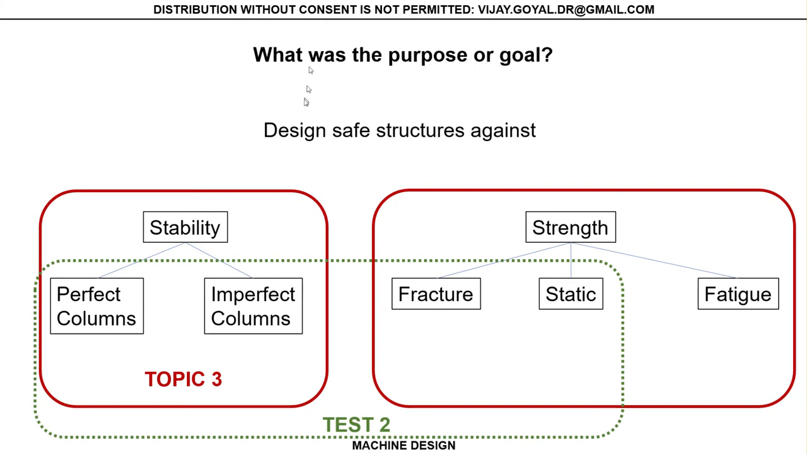So to move on from that, we want to design everything safe. We want to design safe structures against stability. Stability is nothing else but buckling of perfect columns and imperfect columns. This is going to be topic number 3. And this is mainly a static phenomenon. Only for static. You can also have dynamic stability, but that's beyond the scope of this course.